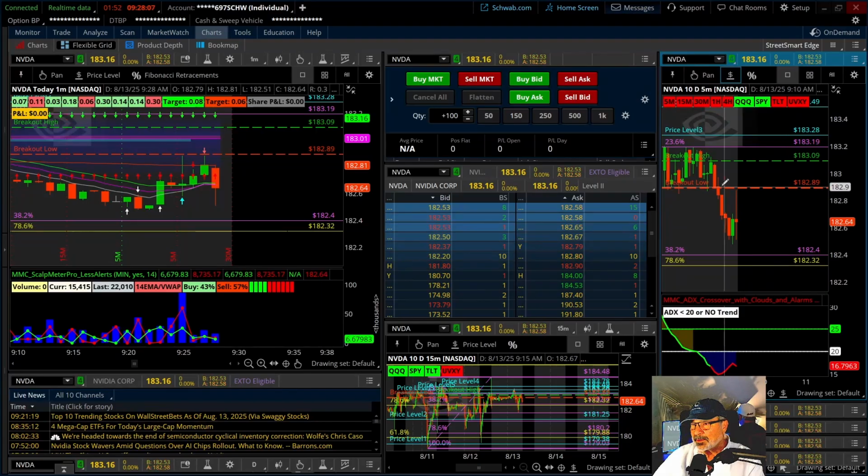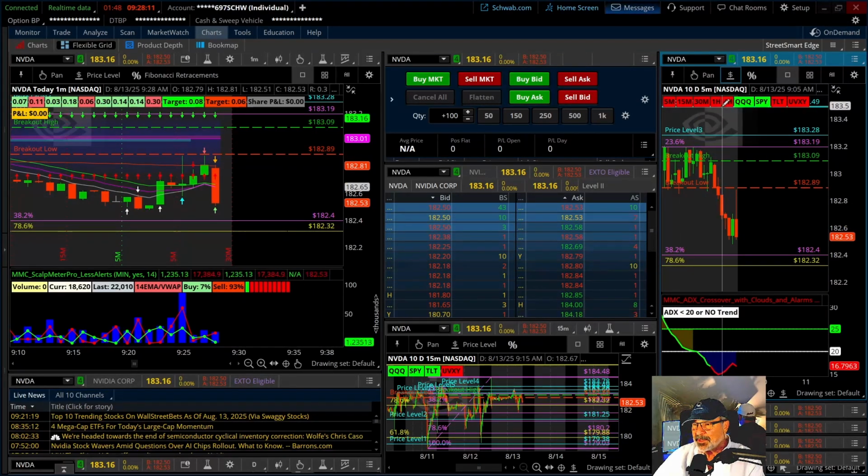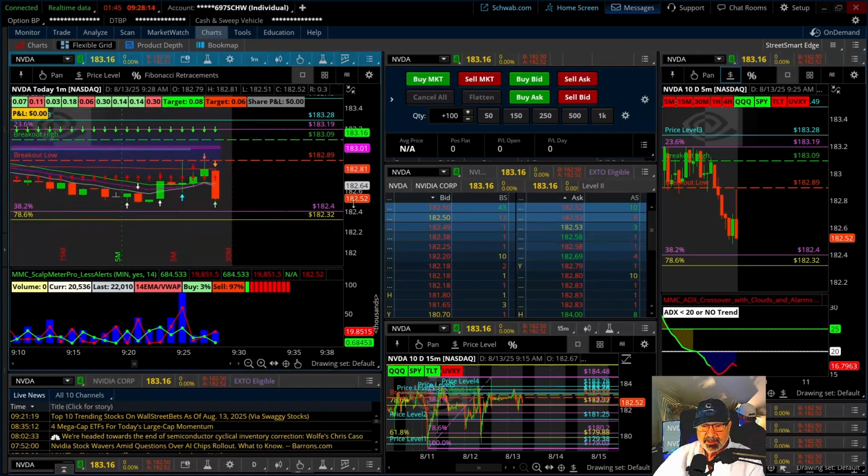Things to look for. Overall market is saying up. This stock showing down on every time increment there is. So any new news?